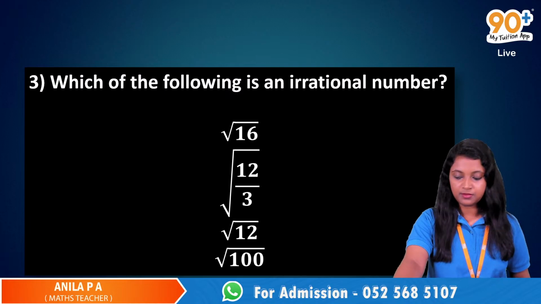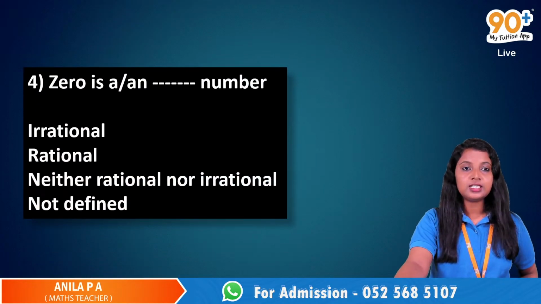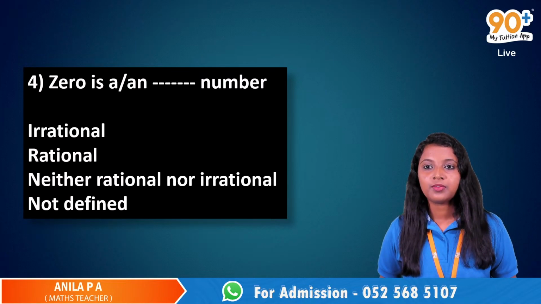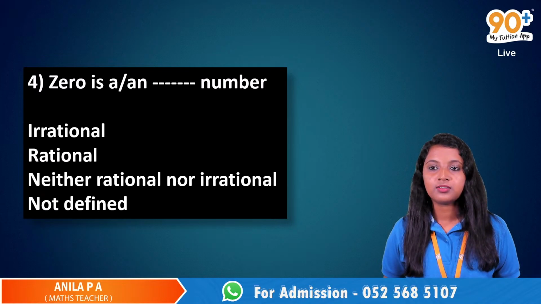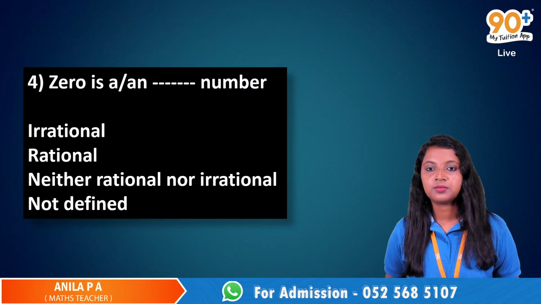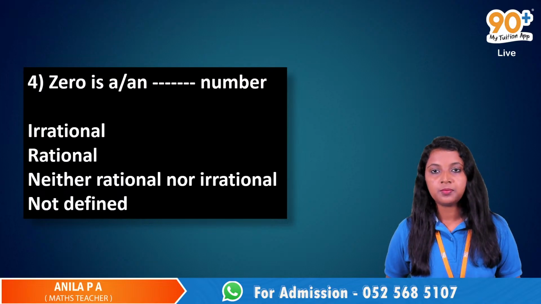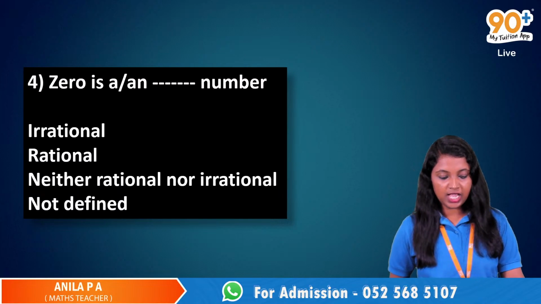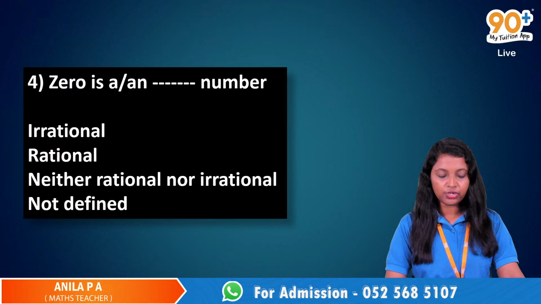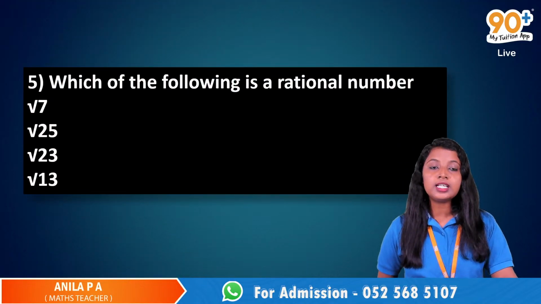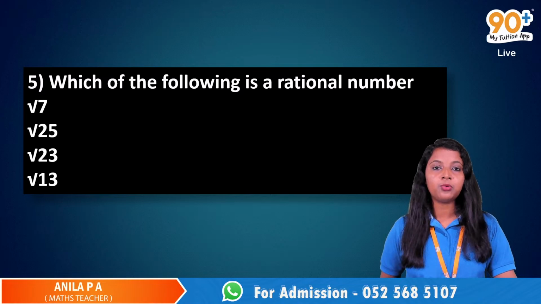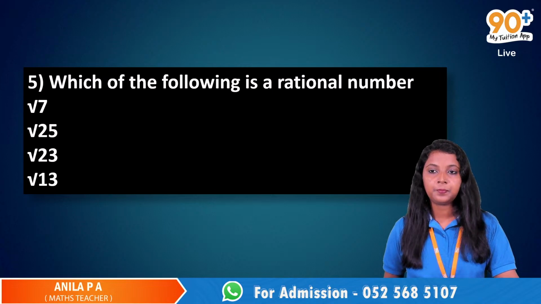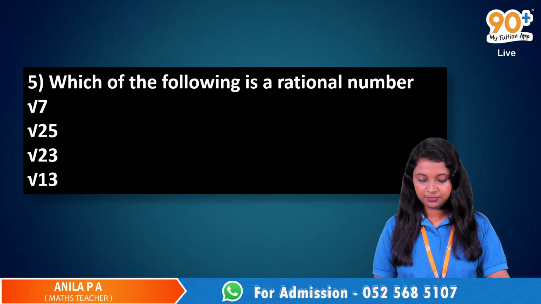I didn't get the link. Please refresh your page. 0 is dash number: irrational, rational, neither rational nor irrational, not defined. Which of the following is a rational number? Root 7, root 25, root 23, root 13. So here, which of the following is a rational number? Okay, 10 by 10, very good.